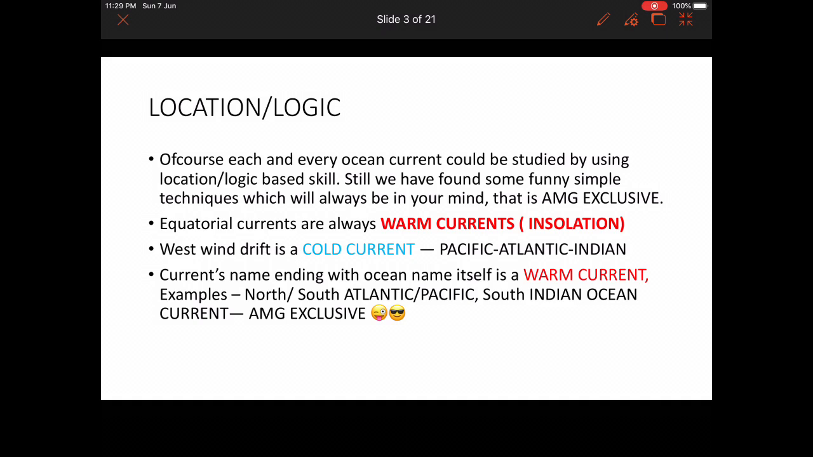And one tricky portion which comes under AMG exclusive. Let's see. The current's name ending with the ocean name itself is a warm current always. For example, North Atlantic drift, South Atlantic drift, North Pacific drift, South Pacific drift, and South Indian Ocean current. See, all these currents are warm. You can check in the NCERT, everywhere these currents are warm. So just stick in your mind that a current's name ending with the ocean name itself is a warm current. Whether you see North Atlantic drift or South Atlantic drift, North Pacific drift or South Pacific drift, it is a warm current.